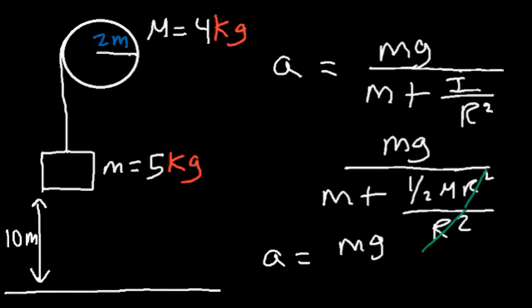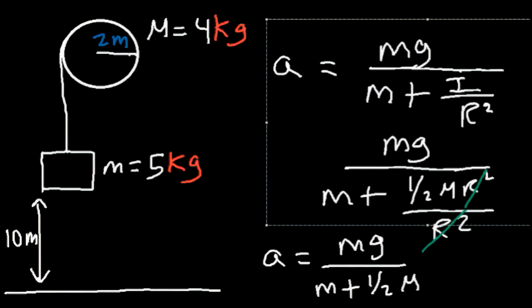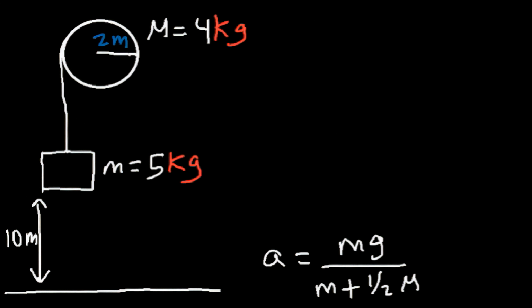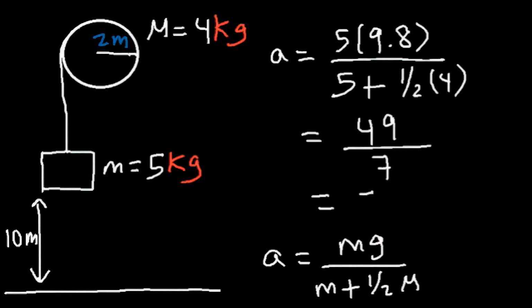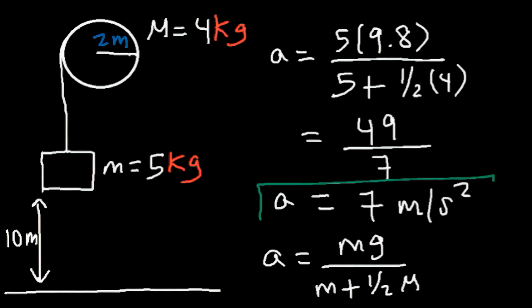So the acceleration is simply mg divided by the mass of the block plus 1/2 the mass of the pulley. If you do it this way, it's going to work out. And that's the fastest way to calculate the acceleration. So the weight force is simply 5 times 9.8. The mass of the block is 5 plus 1/2 the mass of the pulley, which is 4. 5 times 9.8 is about 49. Half of 4 is 2, plus 5 is 7. 49 divided by 7 is 7 meters per second squared. So this is the acceleration of the system.